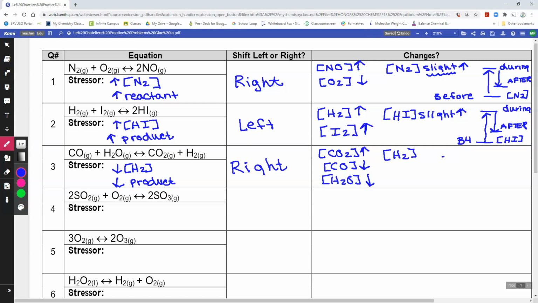Now let's think about our concentration of H2. This time, I'm starting up here, right? So before we start, we're way up here. I'm going to take a bunch away. The reaction is going to shift to try to fix it. It's going to go back up, but it can't go all the way back up, right? When we're all finished, compared to where we started, this time we have a slight decrease.